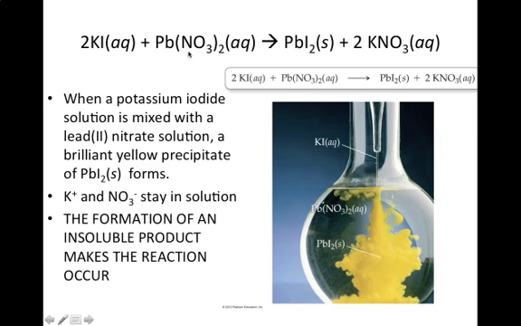And what we're about to see is that these two compounds are made up of ions that swap partners. So the potassium and the nitrate stay in solution. Potassium came with iodide, but it goes with nitrate and stays in solution. Lead came with nitrate, but when it gets in solution and sees iodide, it can form an insoluble lead iodide species. So it forms a solid, which drops out of solution, leaving the potassium nitrate in solution.